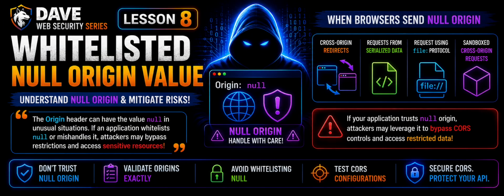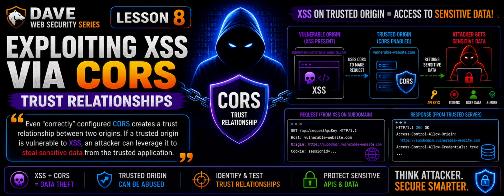Whitelist null origin value. The specification for the Origin header supports the value null. Browsers might send the value null in the Origin header in various unusual situations: cross-origin redirects, requests from serialized data, requests using the file protocol, and sandboxed cross-origin requests.